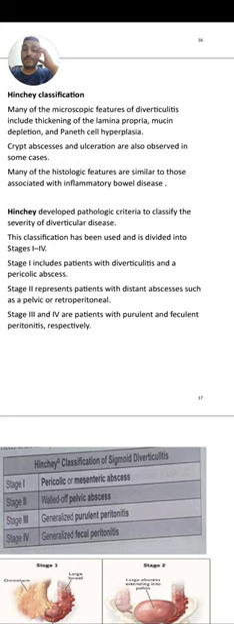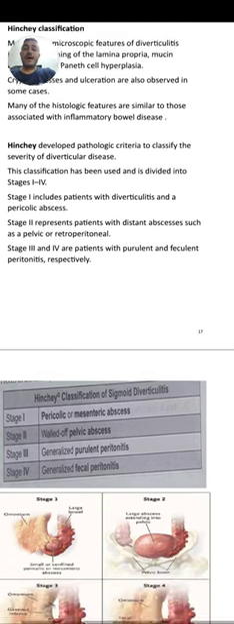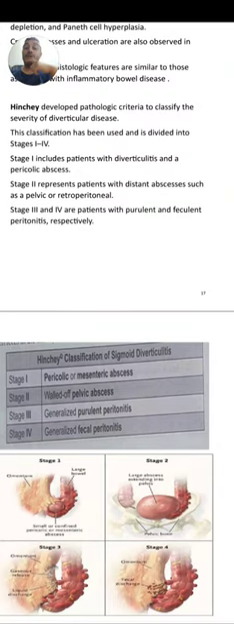We have to remember that there are microscopic features for diverticulitis, and these include thickening of the lamina propria, mucin depletion, and Paneth cell hyperplasia. Paneth cells are one of the cells that line the mucosa of the bowel. Crypt abscess and ulceration are associated with diverticulitis and also with inflammatory bowel disease. As I said, Hinchey developed pathological criteria to classify the severity of the disease, from 1 to 4, and we will see in the next few slides that there is a modified Hinchey, which shows the radiological manifestations.